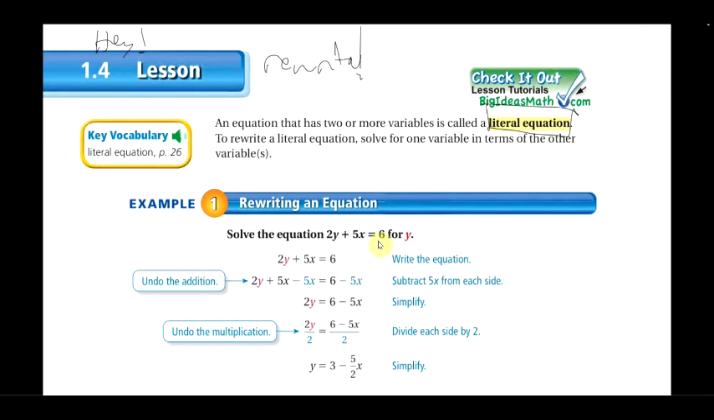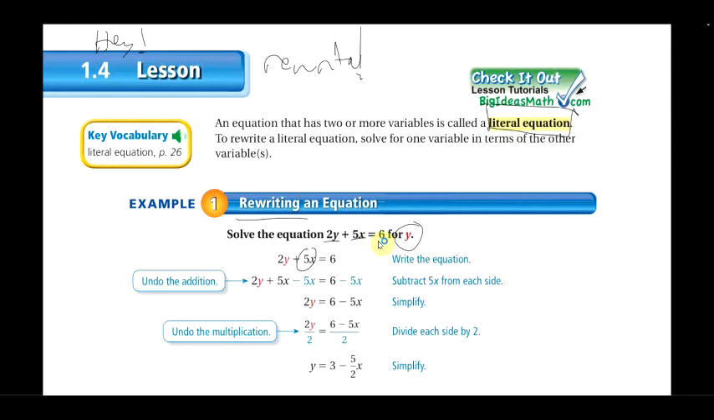So for example, if you see here, it says rewriting the equation. Solve the equation 2y plus 5x equals 6 for y, which means anything that's not y needs to go away and go to the other room. Y is not in a very good mood. So the first thing is we move all the things that are farthest away from y away. This would be 5x. Ding ding. If we move him, we'll subtract 5x.